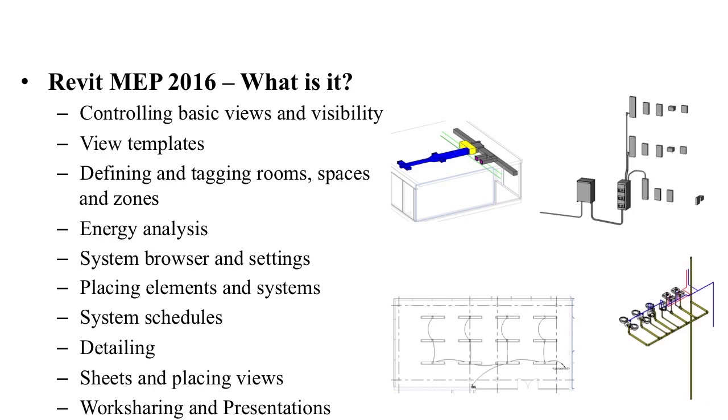Then we'll get into our actual systems. We'll look at the overall systems from the system browser, system settings, and overrides for these systems. The first system we'll look at will be our HVAC mechanical system. Things such as ductwork, air terminals, and mechanical equipment. We'll look at how we can place these elements, how we can add insulation, lining, and other elements to the actual ductwork systems. From there, we'll move into hydronic piping systems.